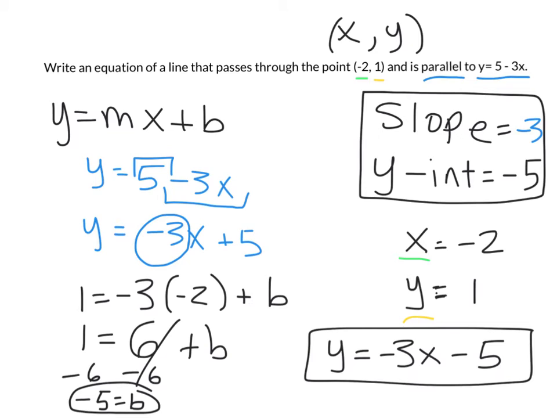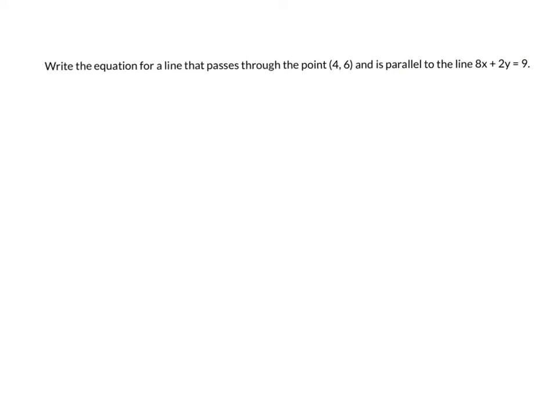Let's do another one. All right, let's try this one. Write an equation for a line that passes through the point 4, 6 and is parallel to the line 8x plus 2y equals 9. So again, we're always trying to write this in the form of y equals mx plus b.